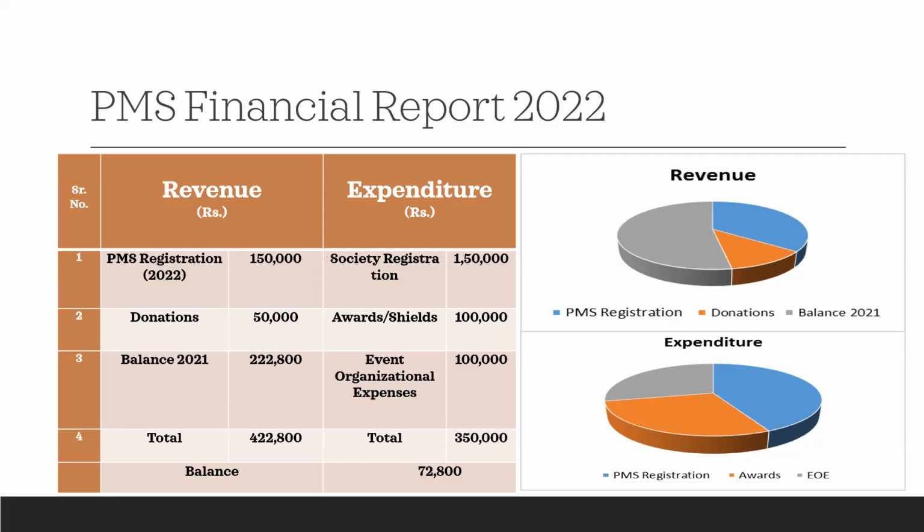So the total expenditure for the year 2022 will be 3,50,000 rupees, and we will have a balance of approximately 72,800 rupees. This is all for the financial report of year 2021 and for 2022. After that, I will call Dr. Amna. She is from GCU Faisalabad, and she will give a brief about PMS membership. Over to you, Amna.